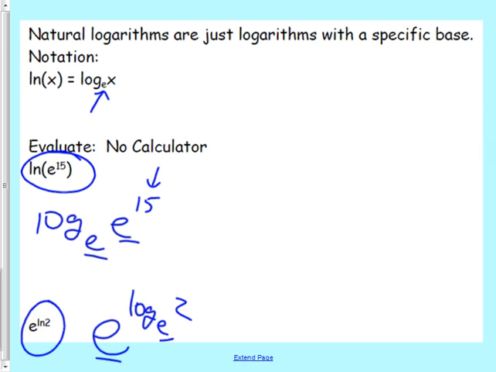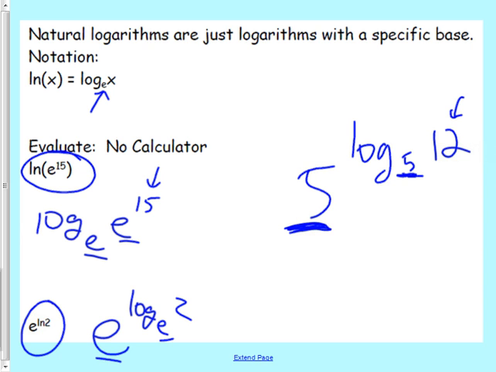Remember that from this? If I had 5 to the log base 5 of 12, the answer was 12, if these two numbers were the same. See, it's like this is a base, and that's a base: the base of the log versus the base of an exponential. If the bases are the same, that's the answer.